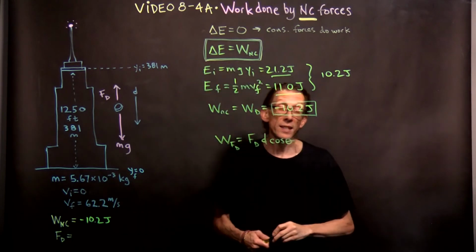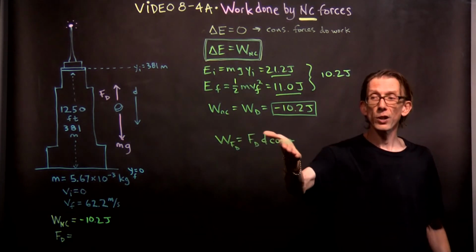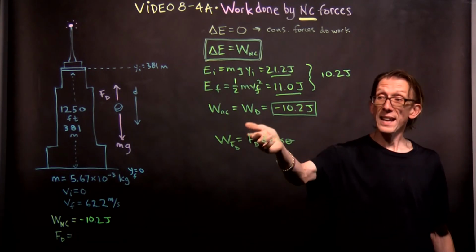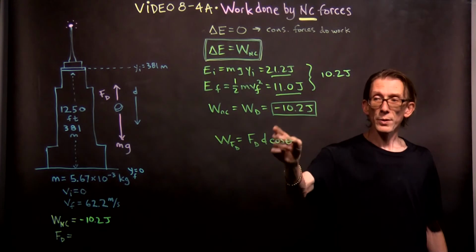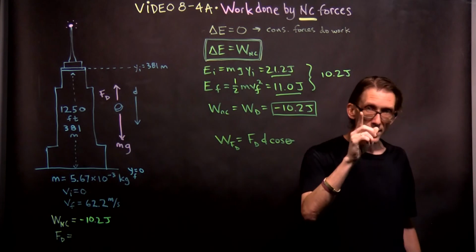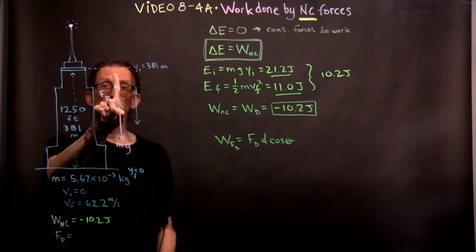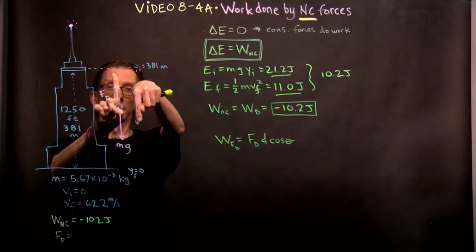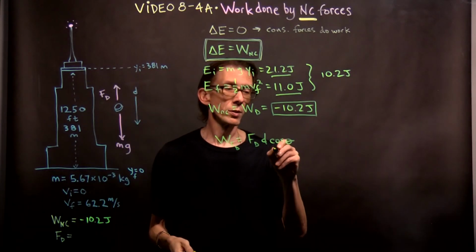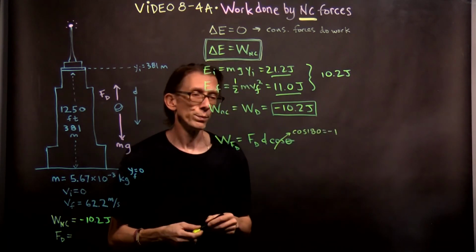times cosine theta. This is the formula I wanted you all to memorize and to know and to become one with, the definition of work. For any force F, the work done by that force is the magnitude of that force times the magnitude of the displacement times cosine theta, where theta is the angle between that force and that displacement. What is the angle between F sub D, the force in question, and the displacement? 180. So this is going to be cosine 180, which is negative 1.